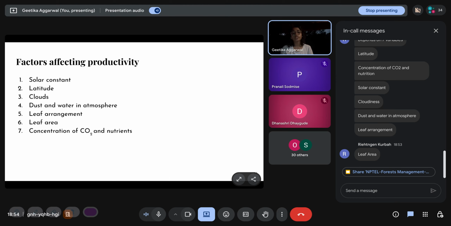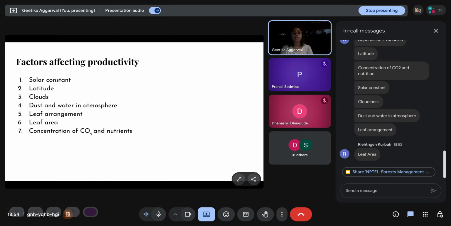If there's a high solar constant, means a high amount of sunlight is reaching per unit area of the earth, then that will enhance the productivity of that area. So that is why forests that are found near the areas with high amount of sunlight have high biomass.